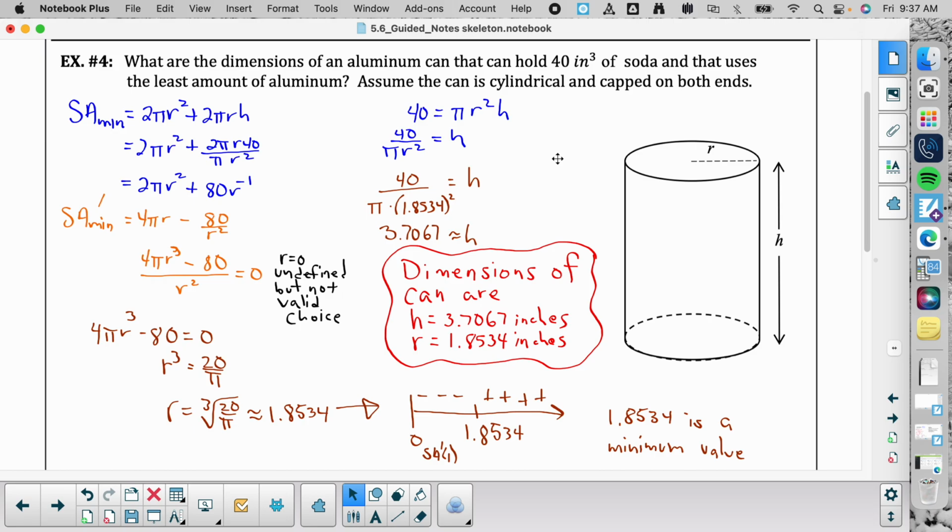So the fact that it says it holds 40 cubic inches means that that's gonna be my secondary equation, because I've got a number associated with volume. So then I wrote out the volume formula for a cylinder equal to 40. And it wants us to use the least amount of aluminum, so it would be cheaper to make the cans. And so from that front, surface area would be the actual aluminum used to make the can. So we want to minimize surface area.